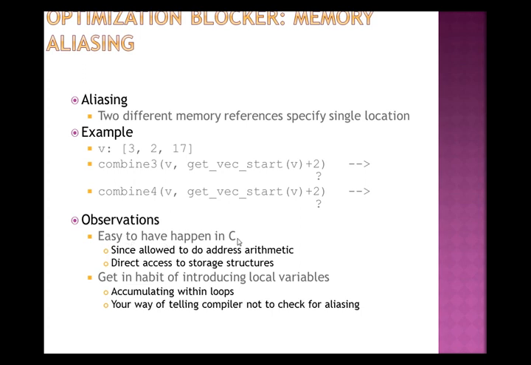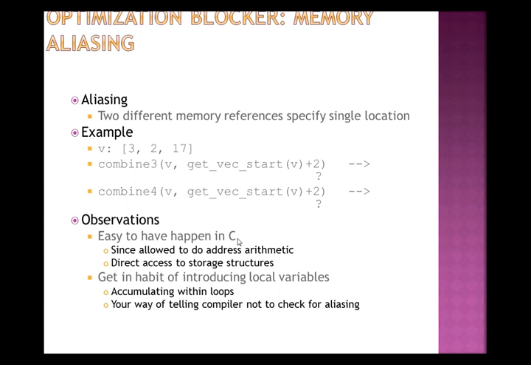It is easy to have this happen in C. That is, memory aliasing is very easy to run into in the C language since it is allowed to do address arithmetic. Why? The main reason is that arithmetic operations are very easy in the C language. Then the next part is direct access to the storage structure. That is, it has direct access to the memory. That is, we can easily write and read from the memory.